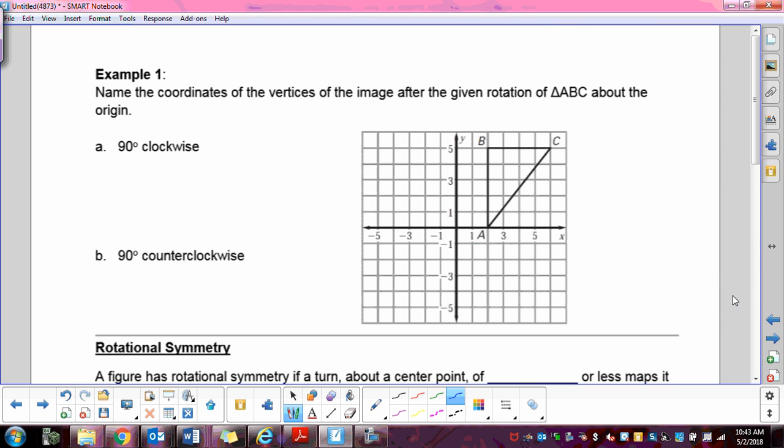All right, so let's do an example. It says, name the coordinates of the vertices of the image after the given rotation about the origin. So we're going to use the center, the origin right here. So 90 degrees clockwise. Let's find each one first. A is at (2, 0). And when we rotate it 90 degrees clockwise, now we're going to be at (0, -2). So we're going to be right here.